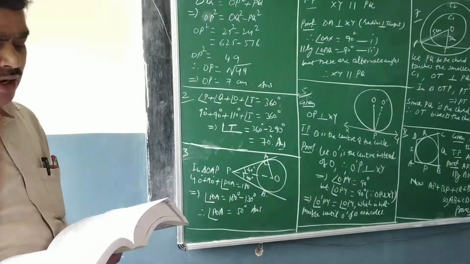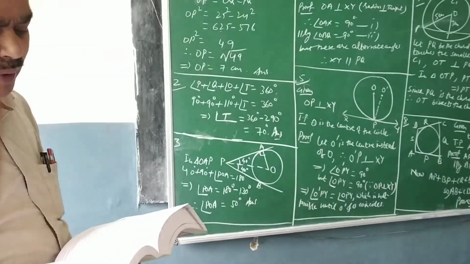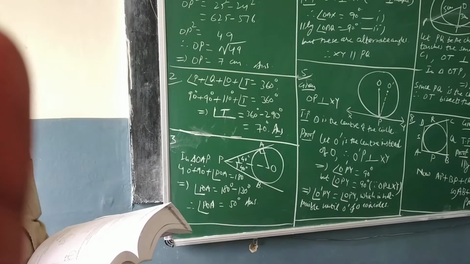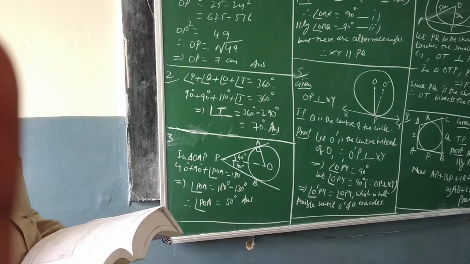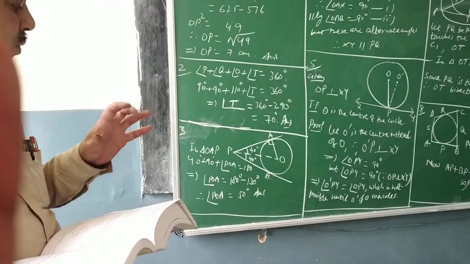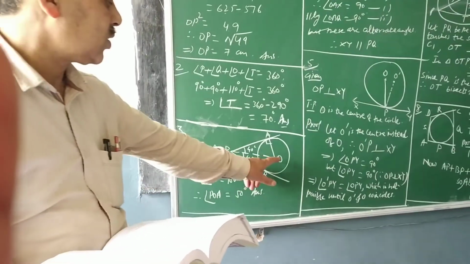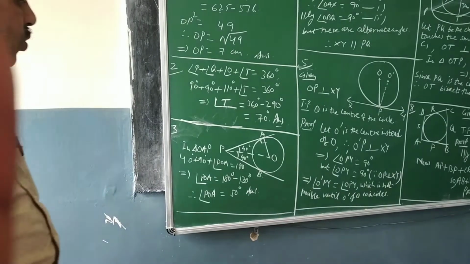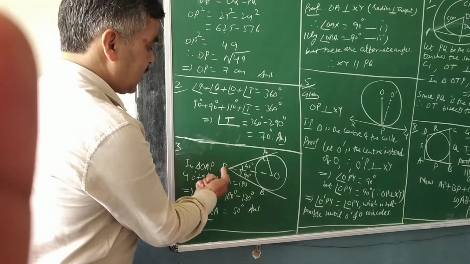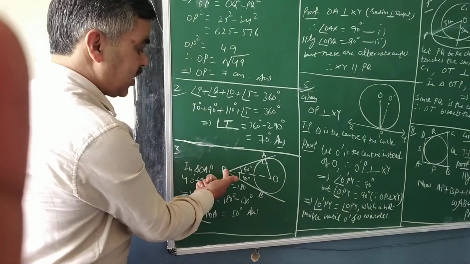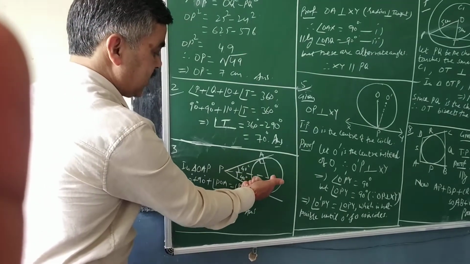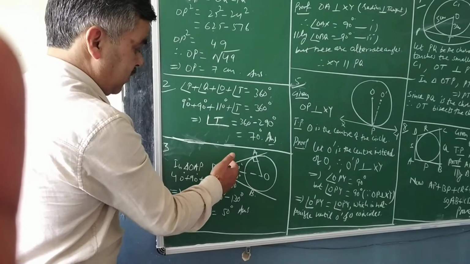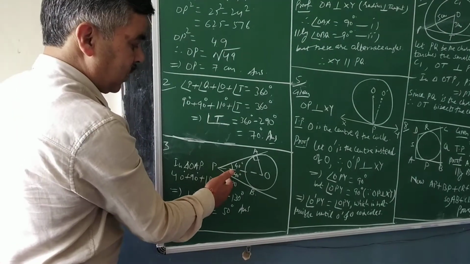Question 3 is: if tangents PA and PB from a point P to a circle with center O are inclined to each other at an angle of 80 degrees, then angle POA is equal to, and 4 options are given. You need to calculate this angle POA. I explained theorem number 2 to you, and in that I said that if we join the point which is lying outside the circle to the center, then the line joining the center with this point divides this whole angle into 2 equal angles.